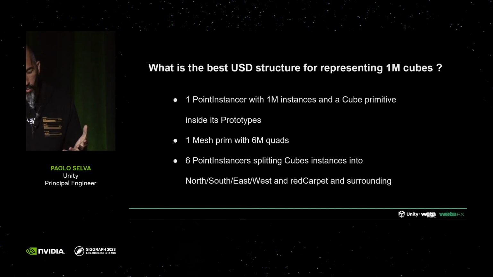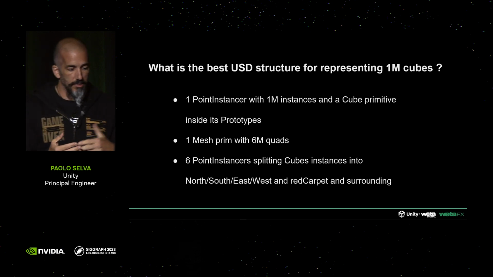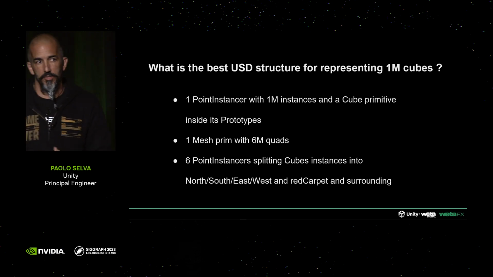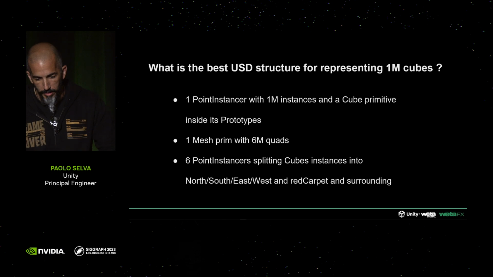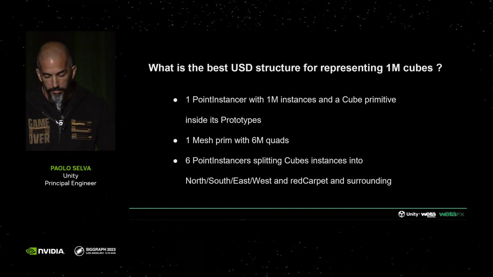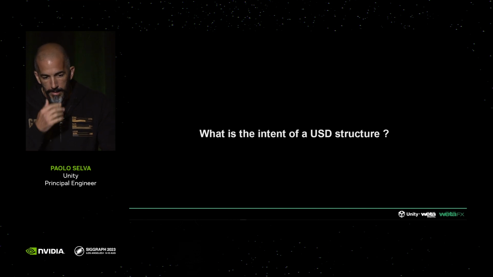So what is actually down to a structure: is it very good for USD, or is it very good for the users? What is it that we actually try to get to when we try to build a structure? Some could be more readable, and some could be better just for the renderer.